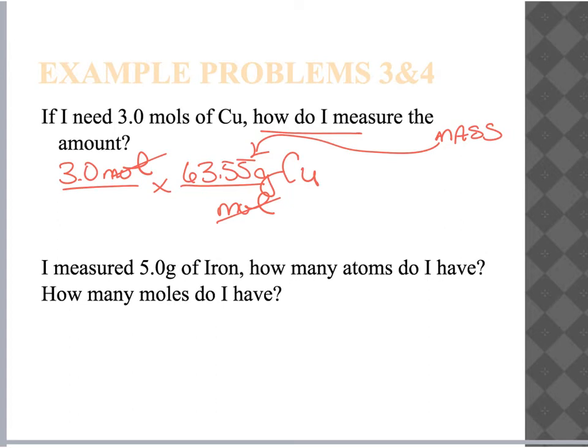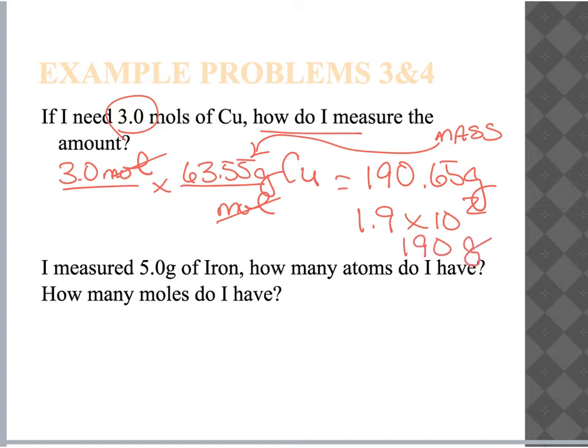So I'm taking 3 times 63.55, and I would go over to the scale and I would measure out 190.65 grams of copper. Again, I notice I have 2 sig figs up there, so I would take this to 1.9 times 10 to the second, or you could just say 190. I'm okay with that, either way. But that's how many grams of copper I would scoop out into my massing dish for my experiment.